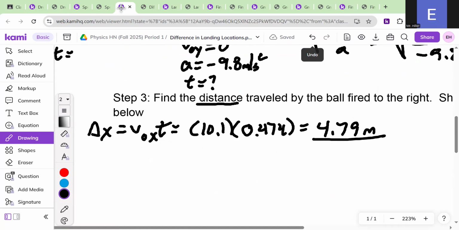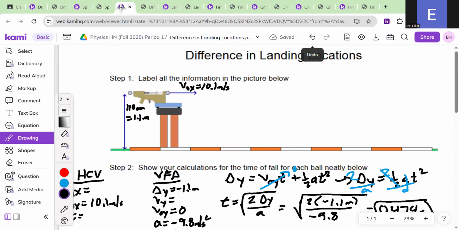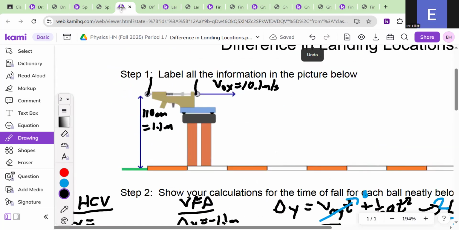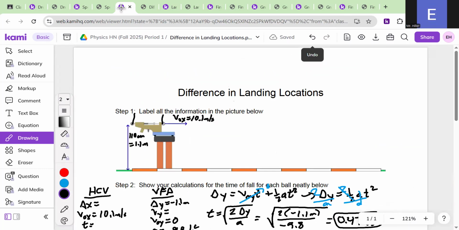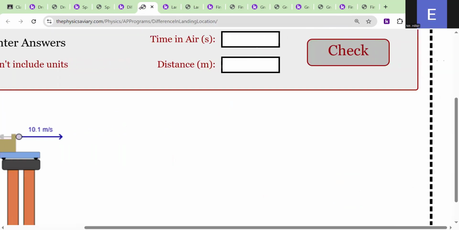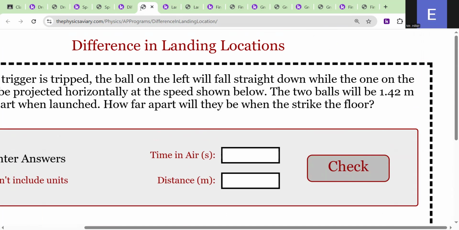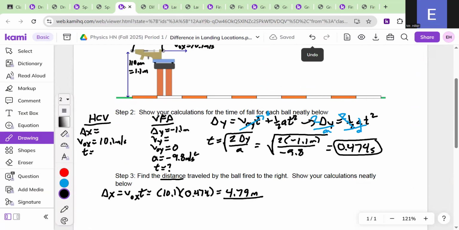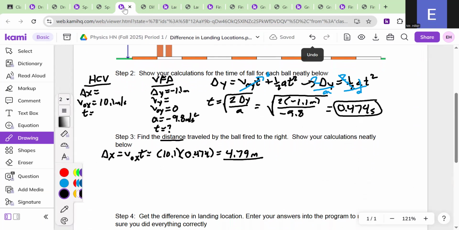Now, that's not my answer because remember, your balls are separated by a distance already. You have to account for that. Okay, so for me, it was 1.42 meters. So I have to remember to add 1.42 meters to that value. Okay, and that's going to be my distance. So my distance is going to be the sum of those two. So 4.79 plus the 1.42 that they're separated to start with, they end up being, in my case, about 6.21 meters apart.